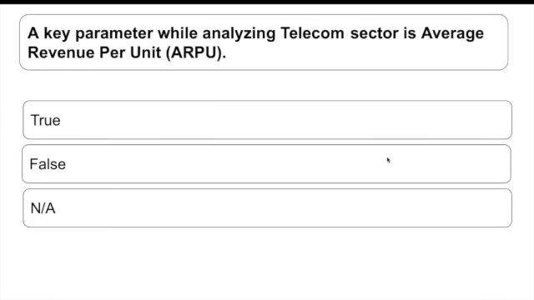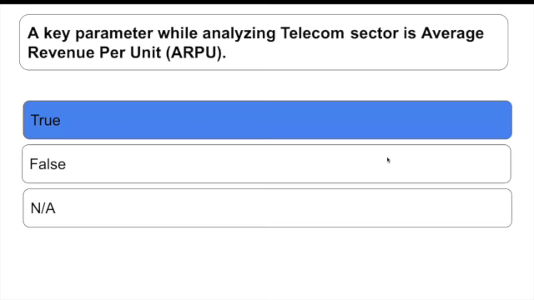A key parameter while analyzing the telecom sector is average revenue per unit, that is ARPU. State whether true or false. The correct answer is true.